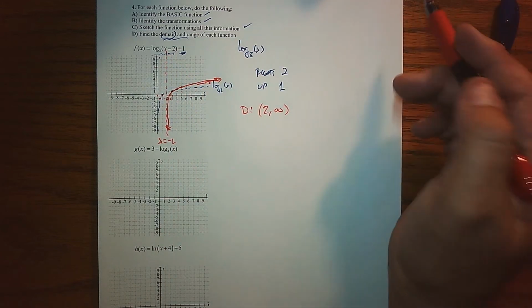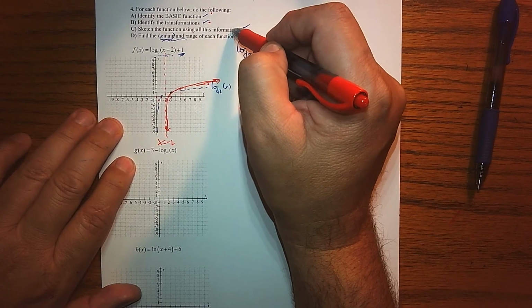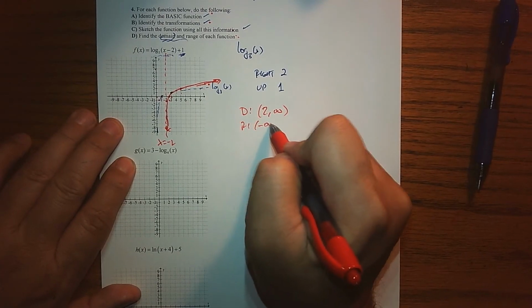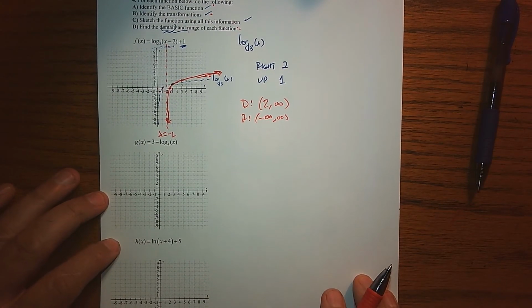So there's our basic function, the transformations, what our graph looks like, and then based off of that graph, the domain. Of course, the range is still everything. It was everything to begin with. It's still going to be everything to end with, because we have a function that's strong.